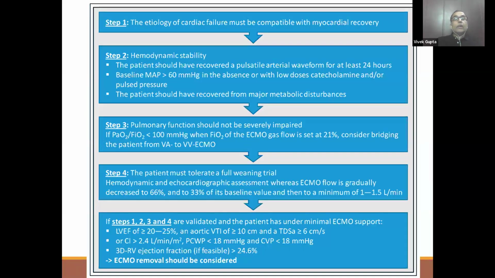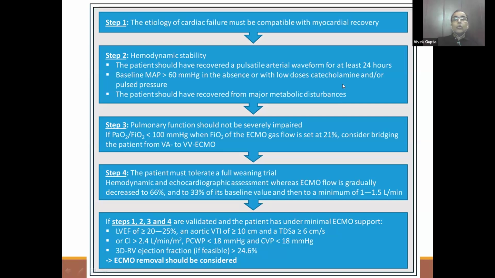So how do we do the weaning for VA ECMO? You look at whether the etiology has improved and is compatible with myocardial recovery. You have achieved hemodynamic stability. The mean arterial pressure is above 60 or 70 with a low or minimal dose of vasopressors, and the major metabolic disturbances have recovered. So your lactate levels and bicarbonate levels have improved.